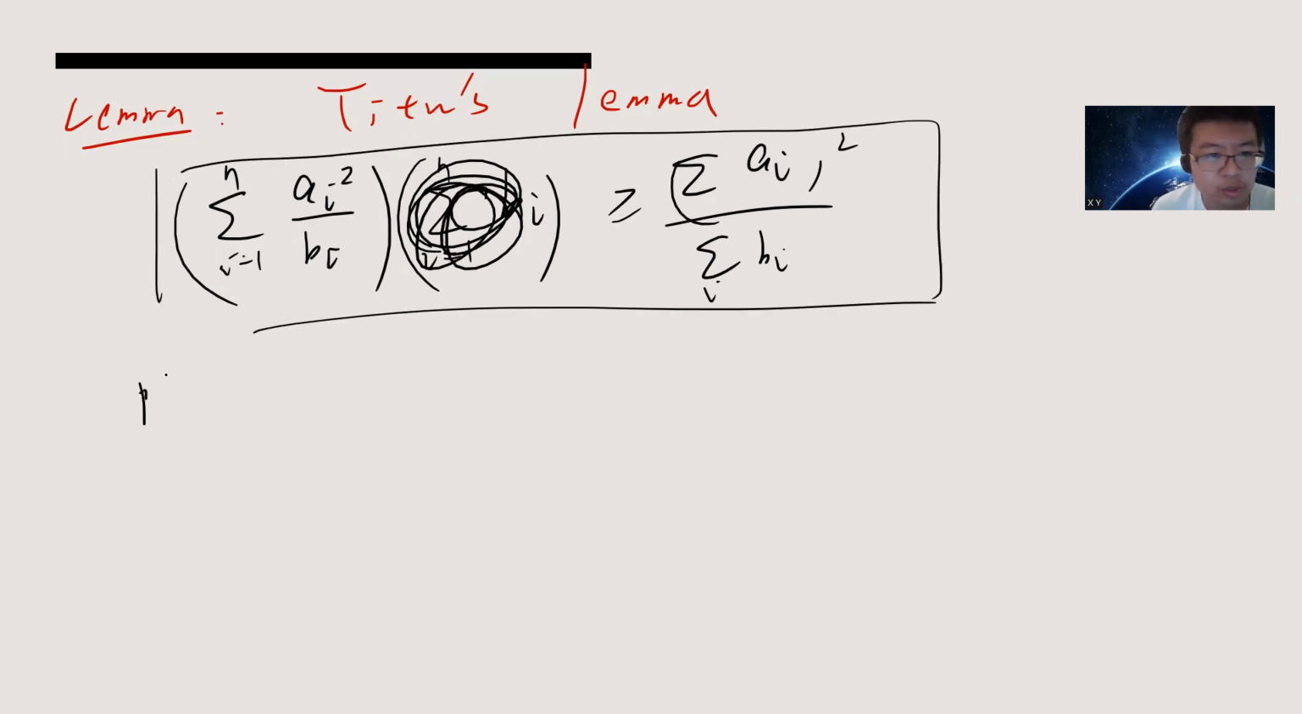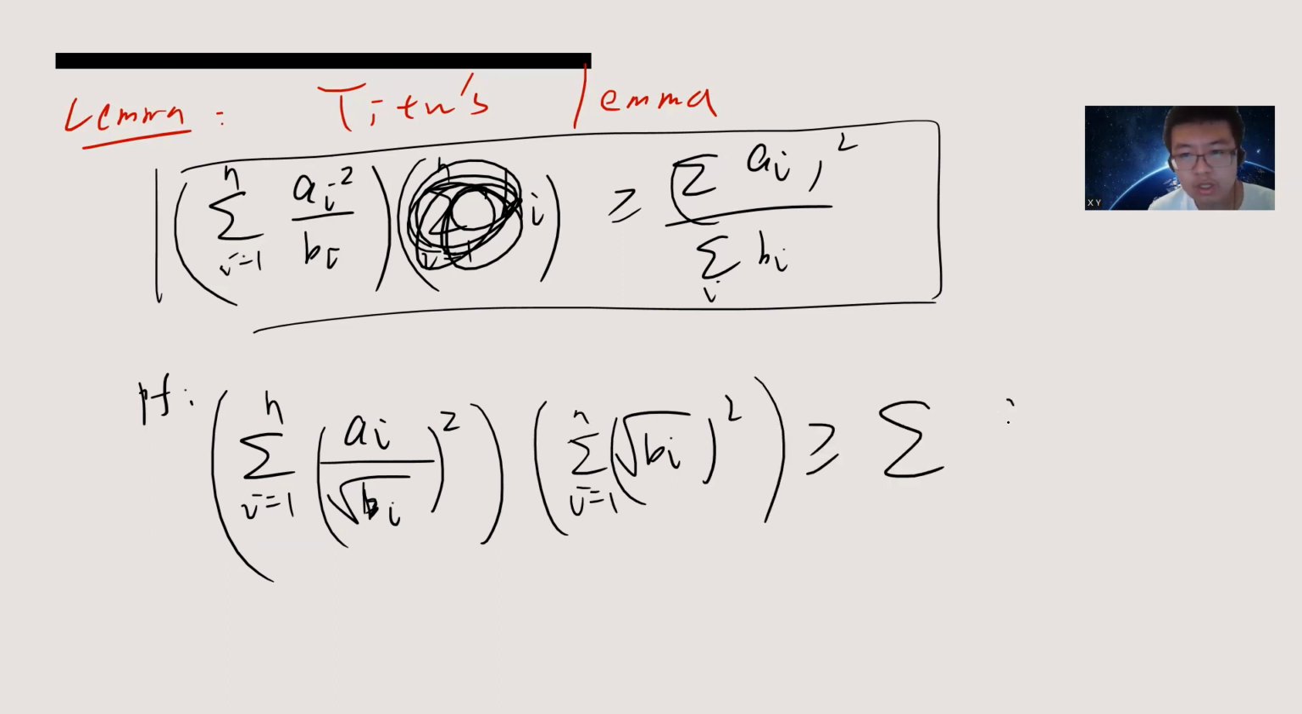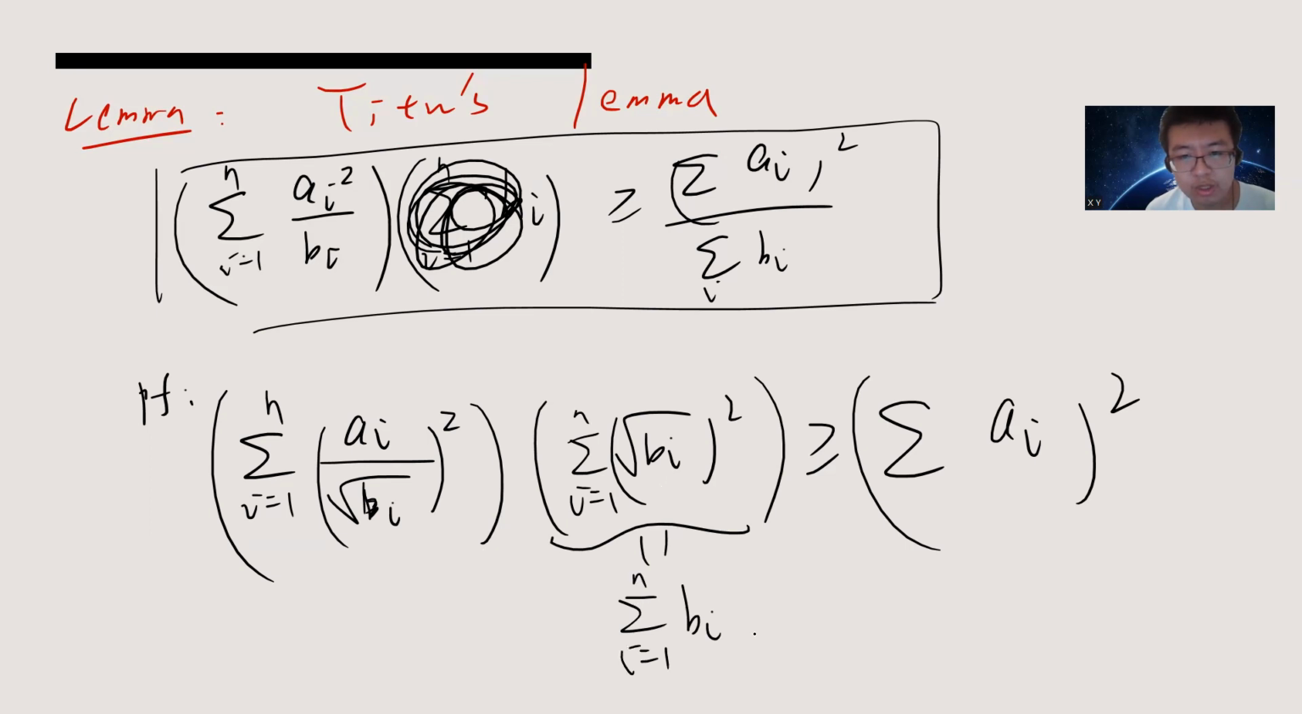The proof is very simple. The proof is just Cauchy-Schwarz. You start from the sum of a_i over the square root of b_i times the square root of b_i, and then you square it, with i from 1 to n. By Cauchy-Schwarz, this is at most the sum of a_i squared over b_i times the sum of b_i from 1 to n. Then just move it to the right-hand side and you get the result. So remember, Titu's lemma is what we want.